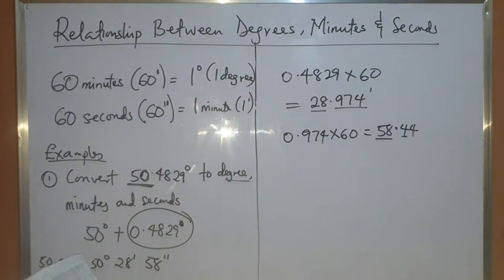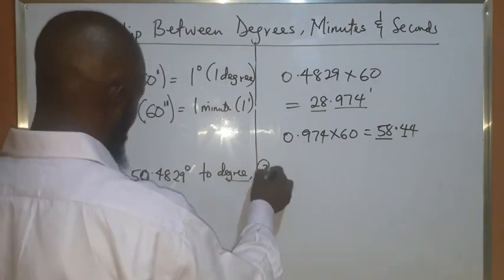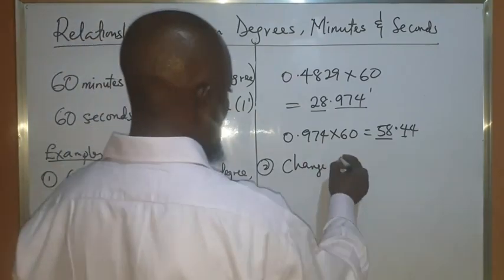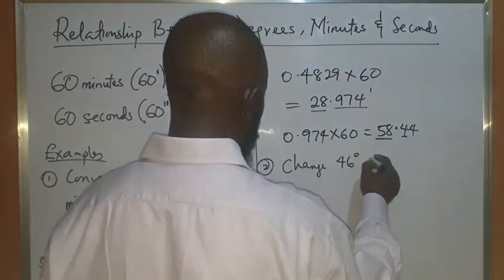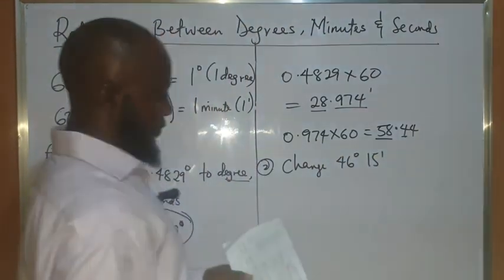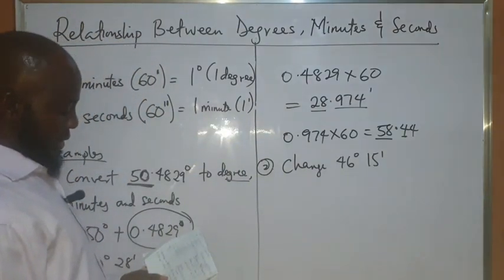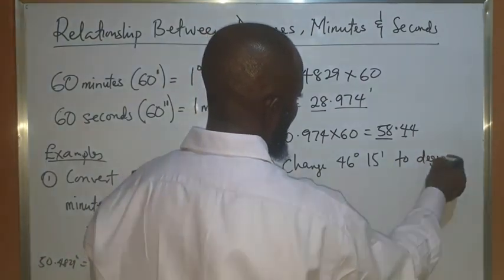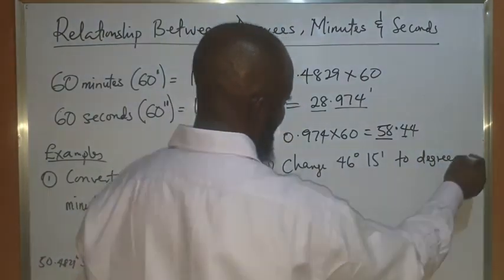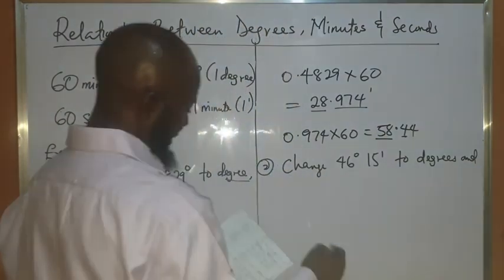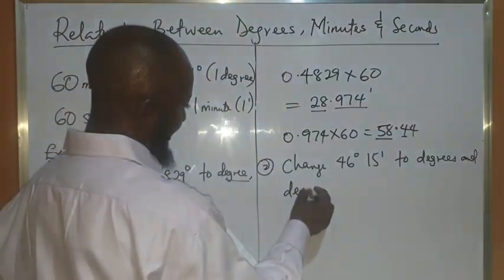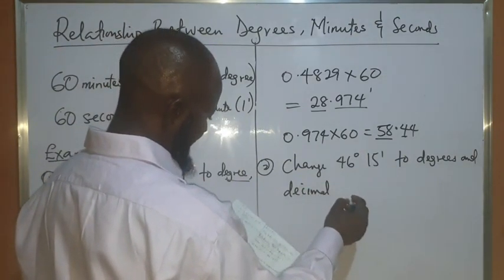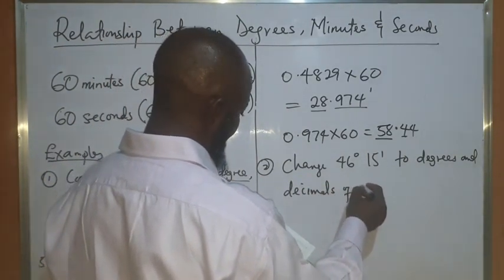So the second example: change 46 degrees 15 minutes to degrees, as a decimal of a degree.